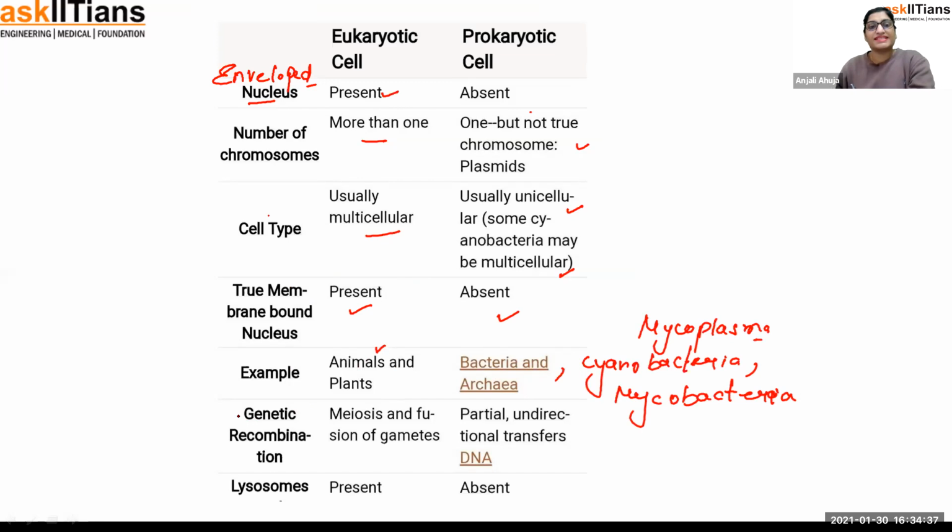Let's move further. Genetic recombination. Before I proceed with this point, I'm going to put it on hold because I'm going to give you a little description about cell division in the next part, and there I will mention genetic recombination. For now, just remember that in the eukaryotic cell genetic recombination happens, and in the prokaryotic cell it doesn't happen completely. How? I'll come back to this slide once I'm done there. I'll be moving here. Okay. So lysosome is present here and absent here.